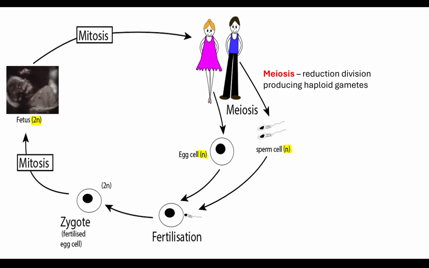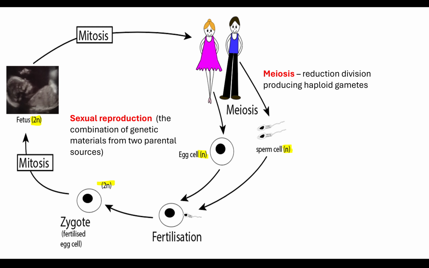It is a reduction division. We are taking a diploid cell and we are taking it down to that haploid cell. So we have the egg and sperm. So the way in which meiosis occurs is going to result in variation. Because when that egg and sperm come back together in that fertilization, we are going to end up with a zygote, which is back to being a diploid cell, which will then go through mitotic division to give us our fetus.